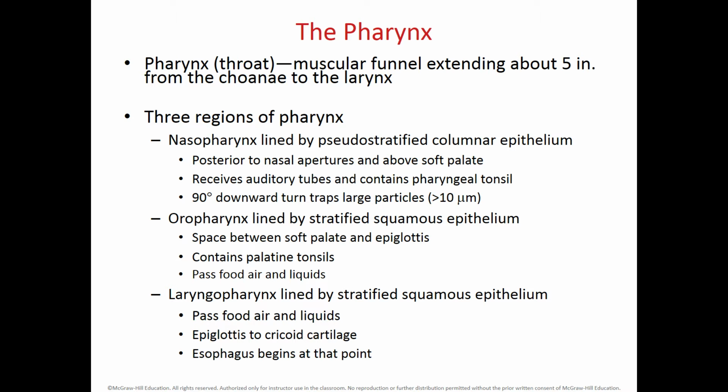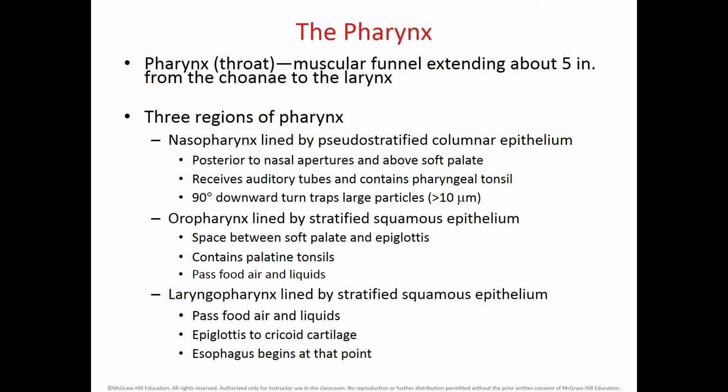One characteristic about the nasopharynx is that it is lined by respiratory mucosa, pseudostratified columnar epithelium. And in here, we only have the passage of air. Now, within the nasopharynx, we have pharyngeal tonsils, and we have an opening which is communicating the middle ear to the pharynx. These are the auditory tubes or Eustachian tubes. And then in the nasopharynx, we have a 90-degree turn that helps to trap larger particles.